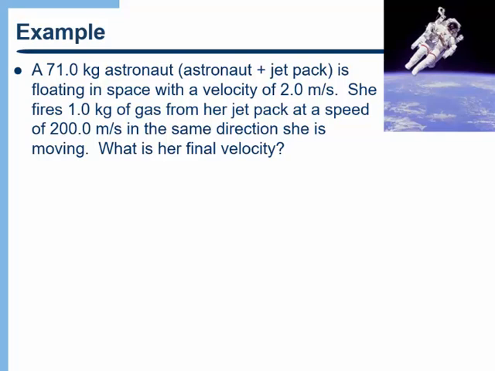Let's look at a similar kind of example. A 71 kilogram astronaut, and that's the mass of the astronaut and the jetpack, is floating in space with a velocity of 2 meters per second. She fires 1 kilogram of gas from her jetpack at a speed of 200 meters per second in the same direction she is moving. What's her final velocity?